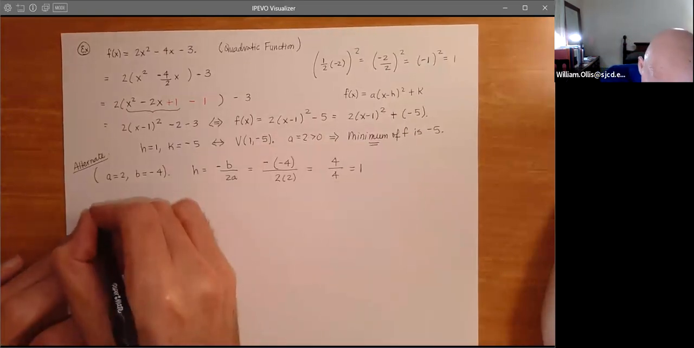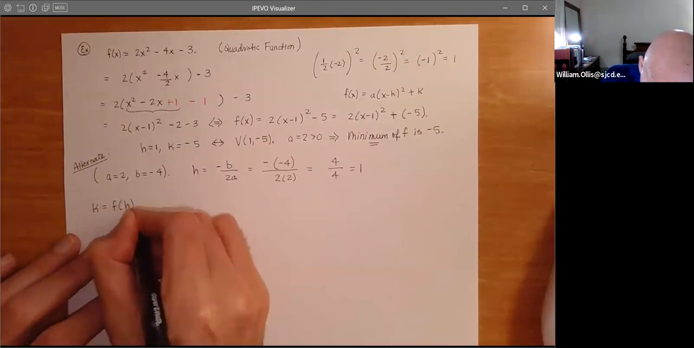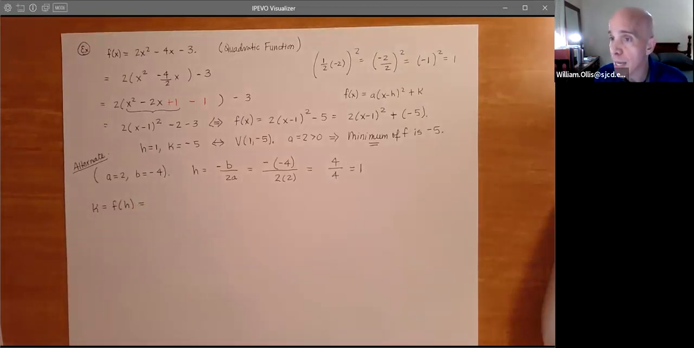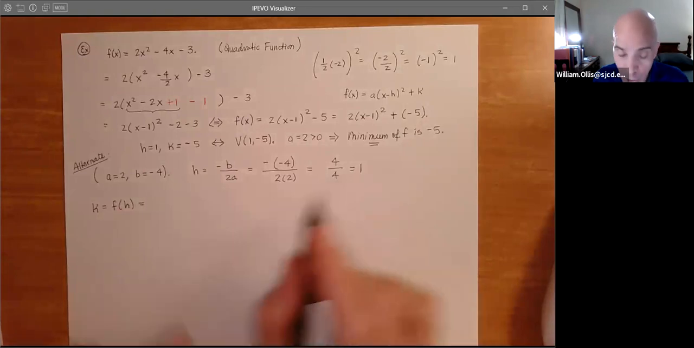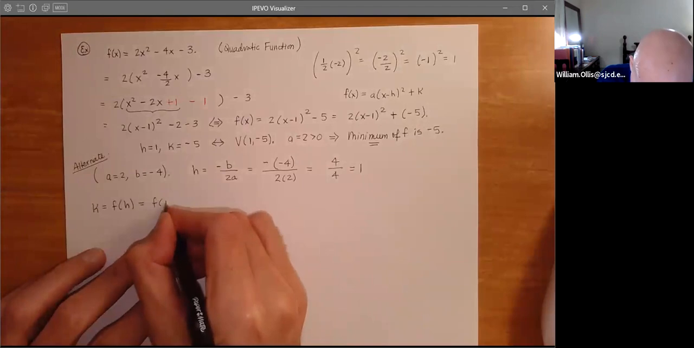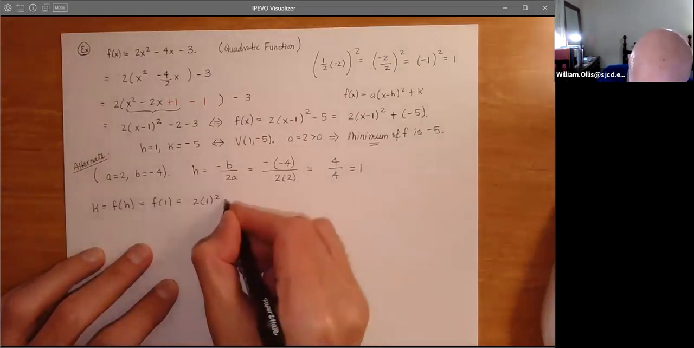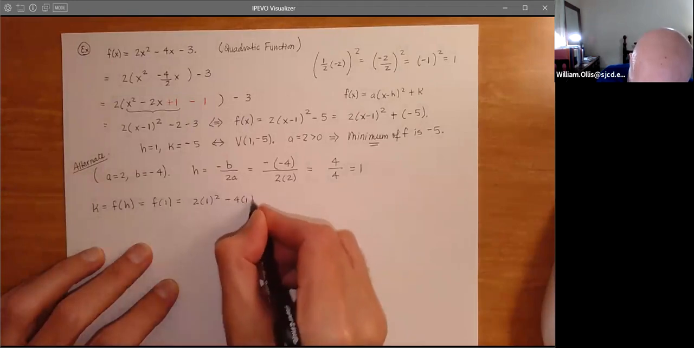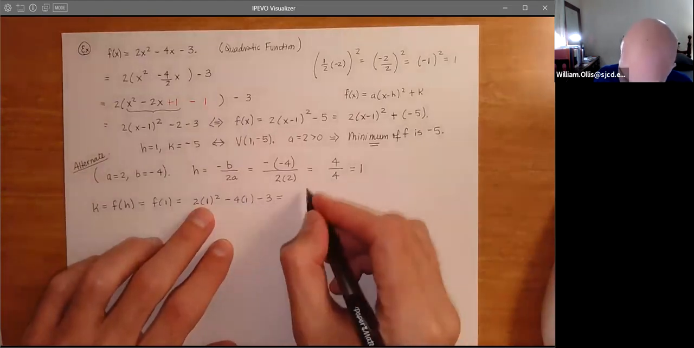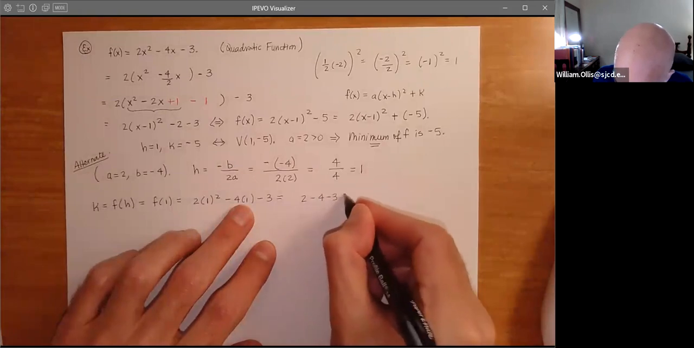So now we'll have K equals F of H, right? You don't have to remember that long-winded formula with the A's, B's, and C's. If you have H, you just evaluate F at H, and H is 1. So we get 2 times 1 squared minus 4 times 1 minus 3. So this will give us 1 squared, which is 1. So we get 2 minus 4 minus 3.